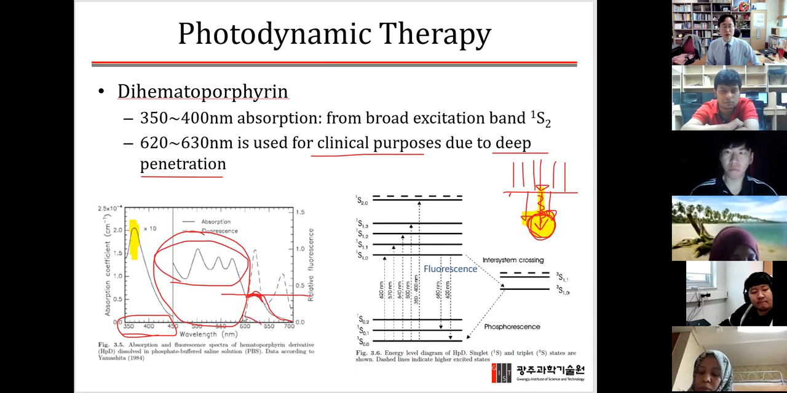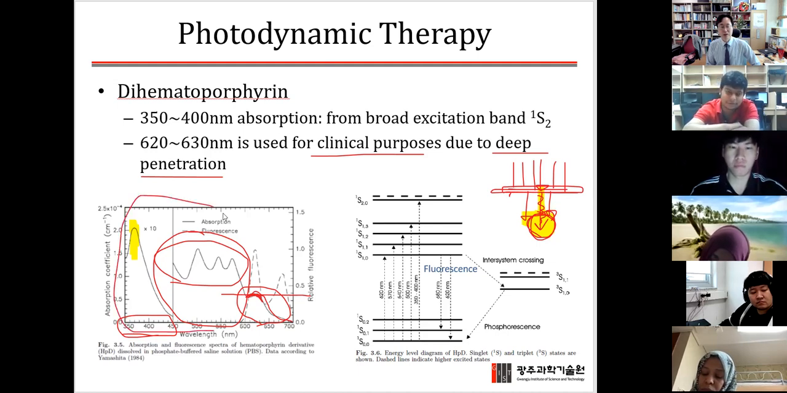And then only those red color regions are able to go through the tissue and reach the tumor under it, maybe up to like 1 centimeter. So if a tumor is on the surface of the skin, you can use almost any of the wavelengths for the photodynamic therapy.